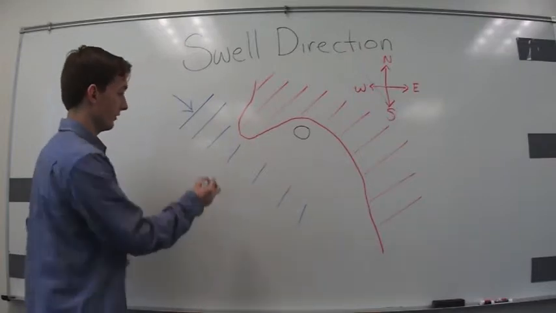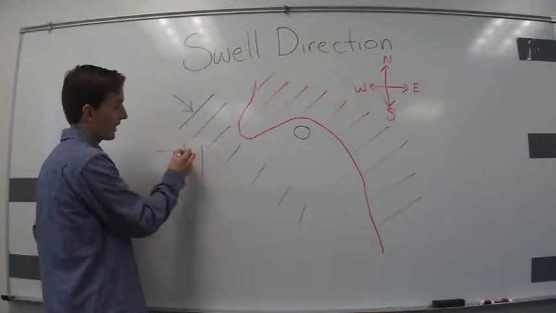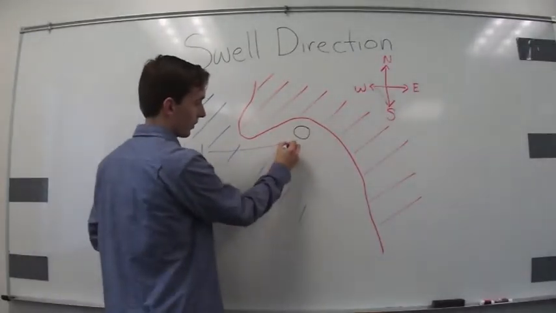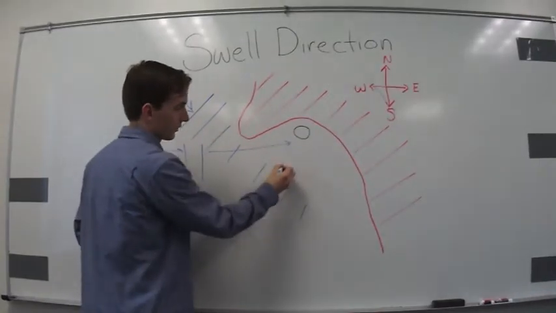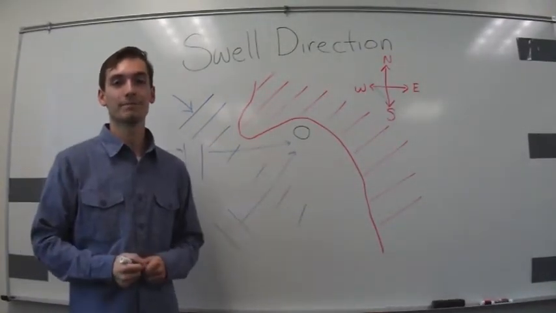So at Otter Rock, for example, you're going to want to look for swells coming directly from the west or from the southwest, because these will go all the way and hit your surf spot, and those are going to be the swells that you're going to be surfing.